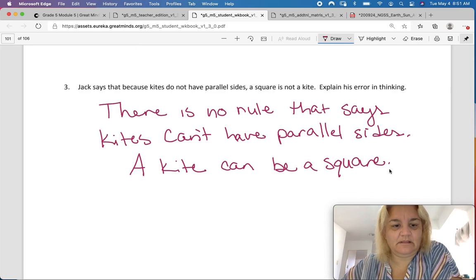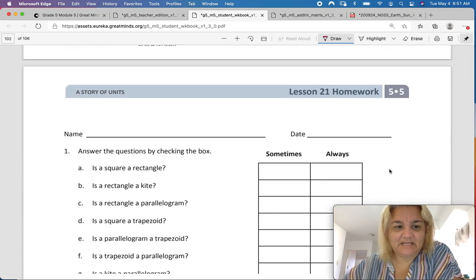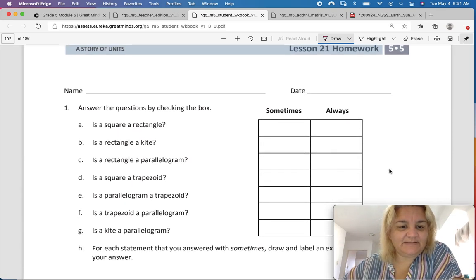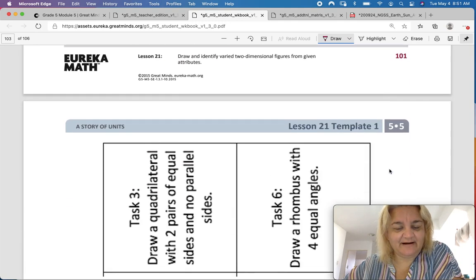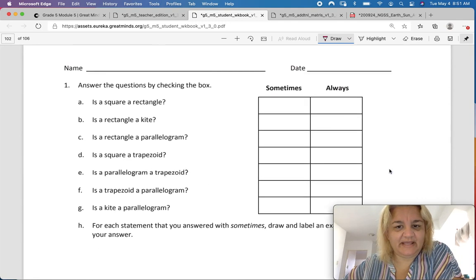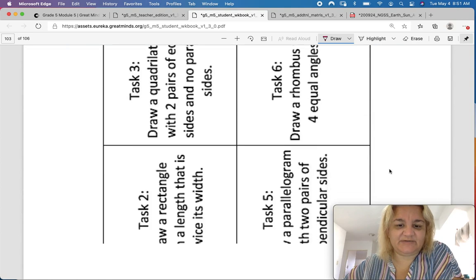Okay. All right. And your homework. Answer the questions by checking the box. Is a square a rectangle? Always or sometimes? Is a rectangle a kite? Always or sometimes? Okay, go through all of those. Think about your hierarchy. You just have one page, so this should be pretty quick, which is great because tomorrow we'll have a review.